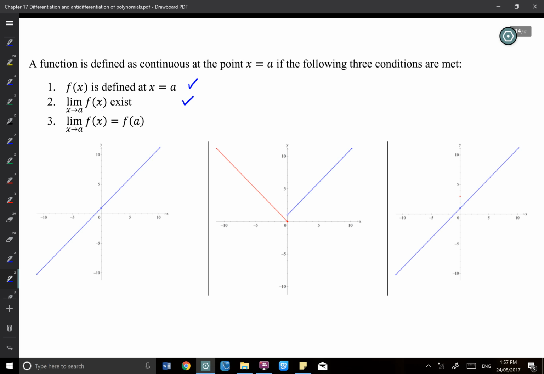It's not continuous because it's not defined already. The limit may exist, but it's definitely not continuous. But it doesn't say that when you have the limit and you have it defined, it will definitely be continuous. It's not going to be like that.